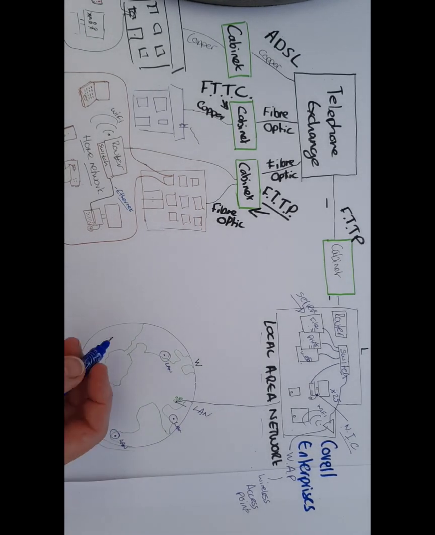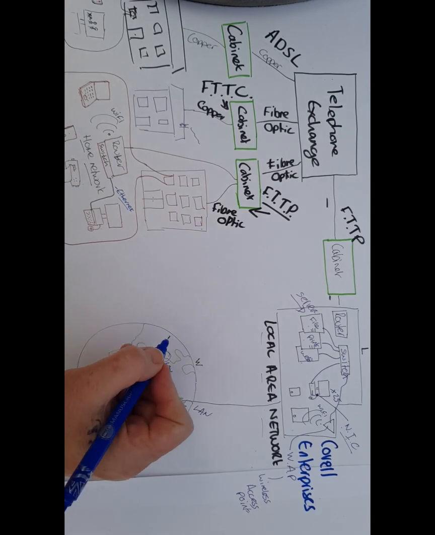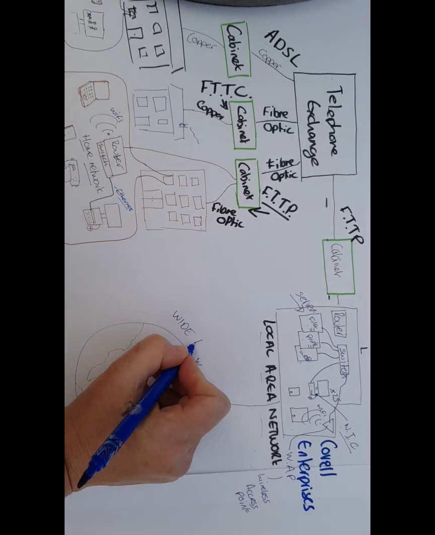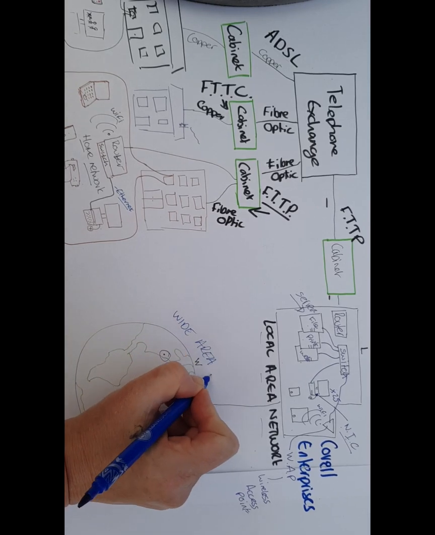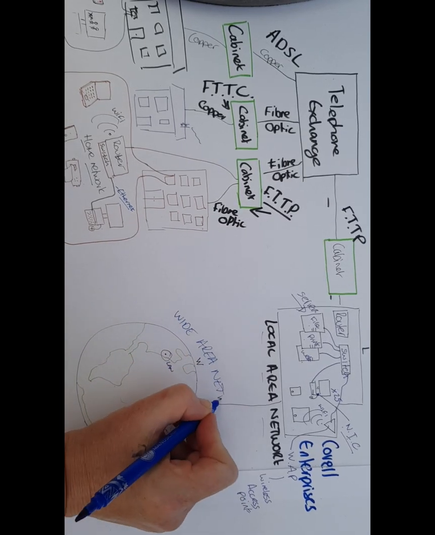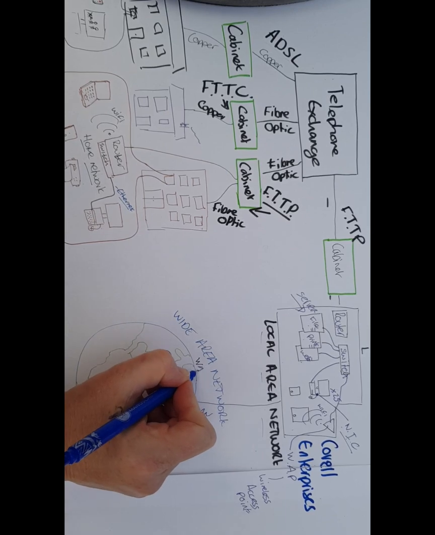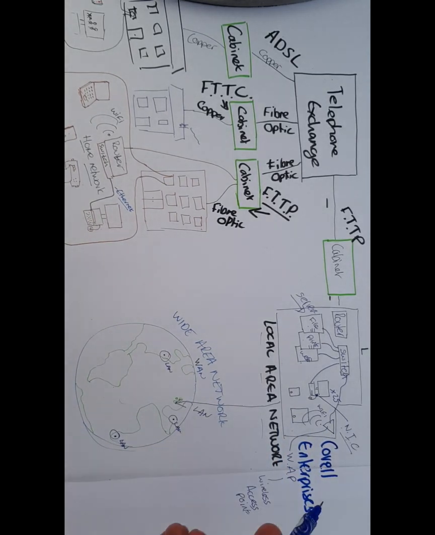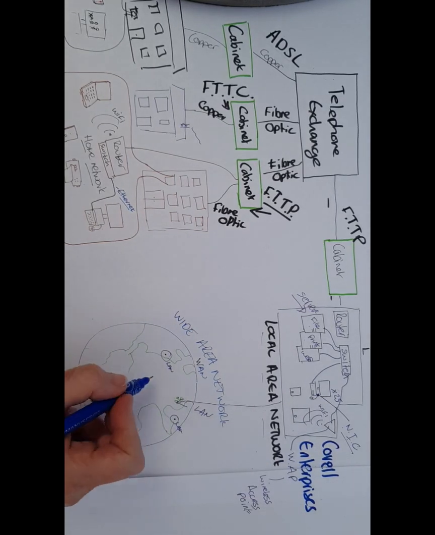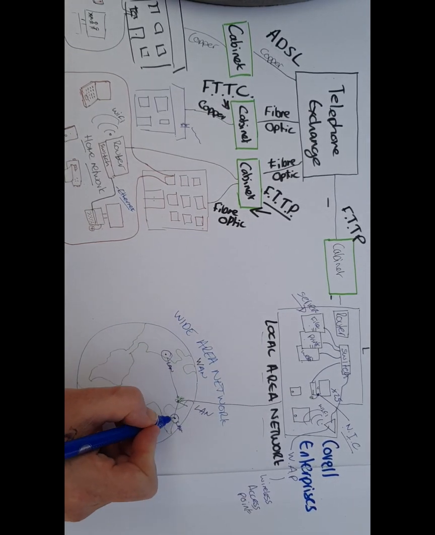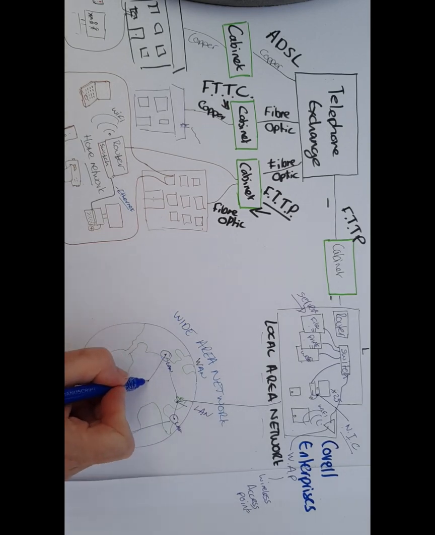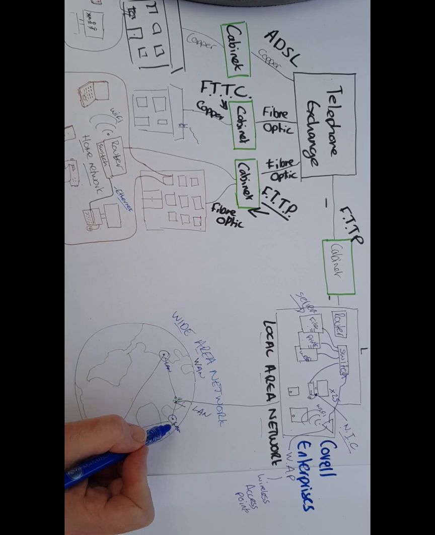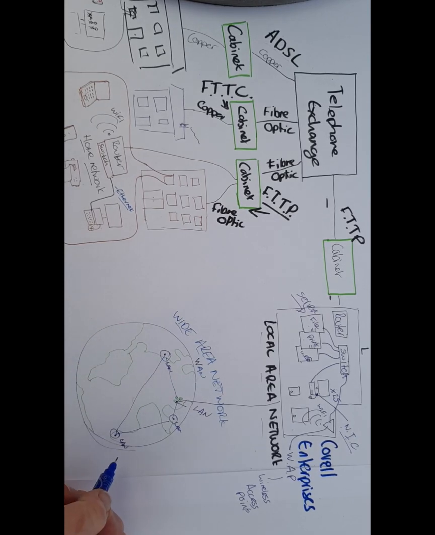So we create something called a WAN, a wide area network. A WAN, here we are. Because this is all my business, well, it's actually Chris's business, Cavell Enterprises, we want to be able to communicate with all our bases around the world. So we create a wide area network between the LANs in those locations.